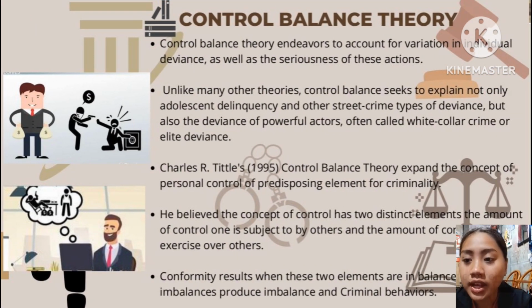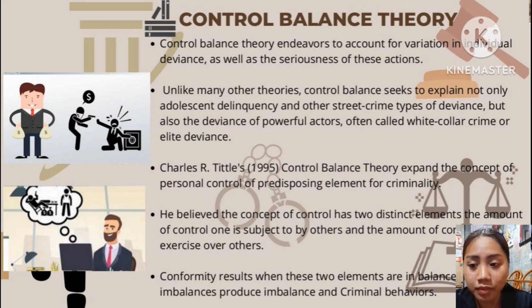Control balance theory endeavors to account for variation in individual deviance as well as the seriousness of these actions. Unlike many other theories, control balance seeks to explain not only adolescent delinquency and other street crime types of deviance, but also the deviance of powerful actors, often called white-collar crime or elite deviance. Charles R. Tittle's 1995 control balance theory expands the concept of personal control as a predisposing element for criminality.